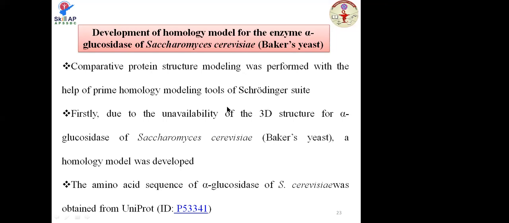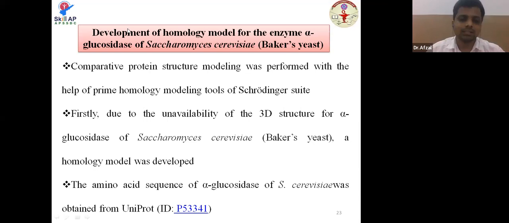Here, the amino acid sequence of alpha glucosidase of Saccharomyces cerevisiae was obtained from UniProt. Each and every protein has its unique identity, the UniProt ID. The UniProt ID is P53341. Using that ID, we can get the amino acid sequence of the particular alpha glucosidase enzyme.